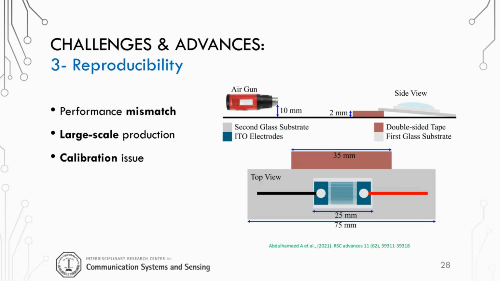Reproducibility. This one is for the sensors. Sometimes if you do the deposition, you need to do it again, so you make sure that the output will be the same, which is very important for biosensing.